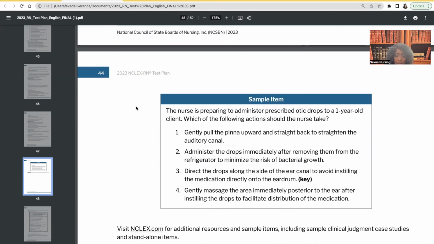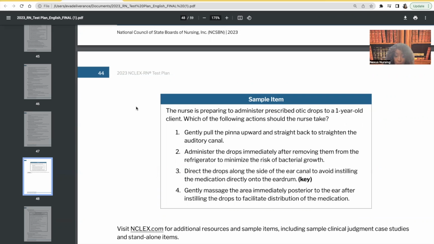3, direct the drops along the side of the ear canal to avoid instilling the medication directly into the eardrum. 4, massage the area immediately posterior to the ear after instilling the drops to facilitate distribution of the medication. And as you guys can see in the key, the correct answer is 3. And you want to put the drop on the side of the ear canal. You don't want it to go directly into the eardrum. And that's exactly why you do it. So this one is just knowing how to administer these drops.